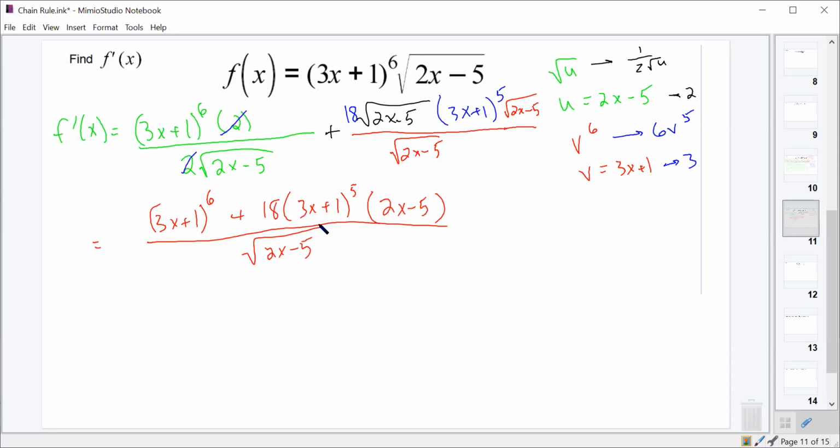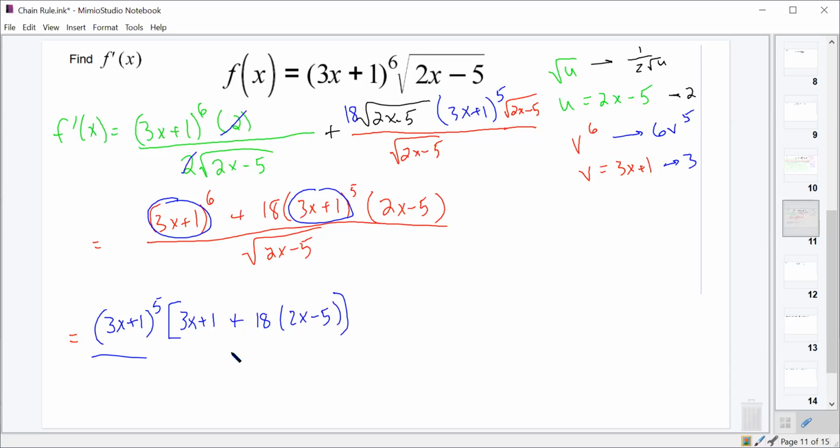All right. Then what? We need to do some factoring in the numerator. So what do they have in common? 3x plus 1 to the 5th. Right, they both got this 3x plus 1, and the lowest power is to the 5th. So we'll take out a 3x plus 1 to the 5th, which will leave us with 3x plus 1 plus, this one's just a 3x plus 1, right? Plus 18 times 2x minus 5. Still all over root 2x minus 5.